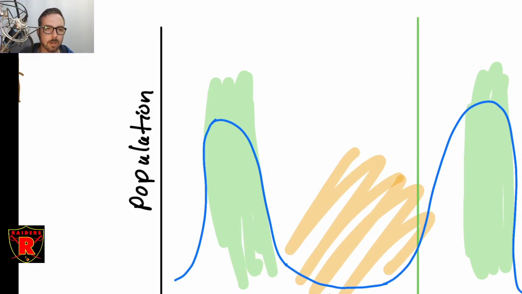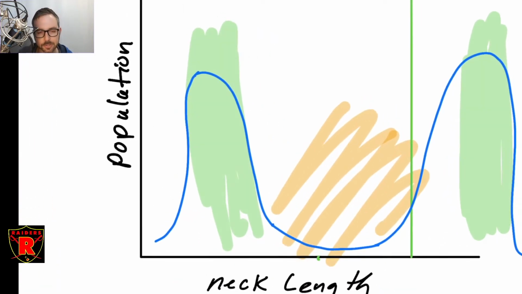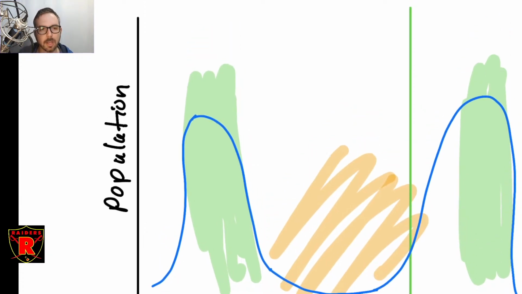Like a really long beak is good because you can get the nectar from a flower. A really short beak, you can eat insects, but in the middle, you can't eat anything. So it's not good for anything. When this happens, this is called disruptive selection. When there's a disruption, which is basically the pressure is pushing in both directions.